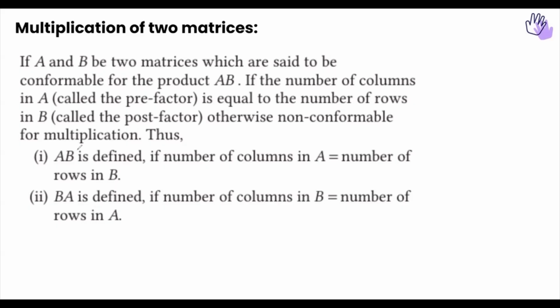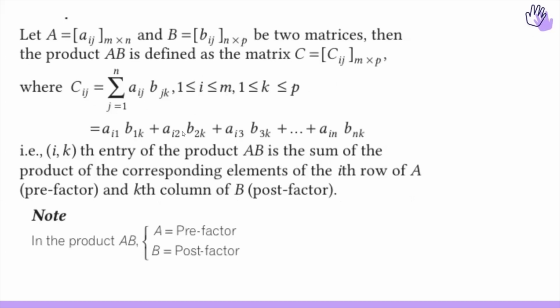Thus, AB is defined if the number of columns in A is equal to the number of rows in B, and BA is defined if the number of columns in B is equal to the number of rows in A, right? So let A be a matrix with m rows and n columns, and B be a matrix with n rows and p columns. Then the product AB is defined as the matrix C with m rows and p columns. So the number of rows in the first matrix of the product and the number of columns in the second matrix will be the order of the product matrix. That is m cross p, where Cik is the sum of Aij Bjk.